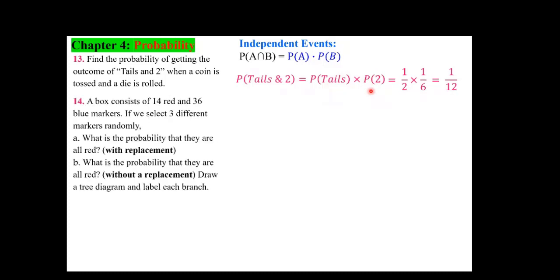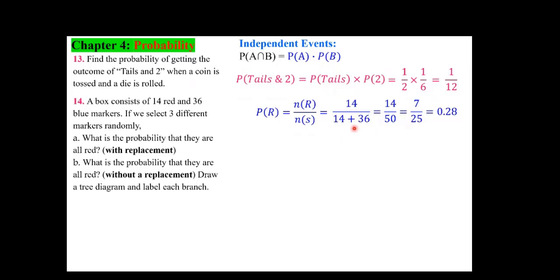A box consists of 14 red and 36 blue. Okay, so right away we have a total of 50. We're going to select 3 different markers. What is the probability that they are all red? And this is the idea of independence again. If they are independent, first of all, the probability of red would be 14 over 14 plus 36, just to give you an idea. So the probability of red is n of r over n of s. And that becomes 14 over 14 plus 36. This is what's important. And of course, don't forget to simplify, but you have to be able to see where the numbers are coming from.